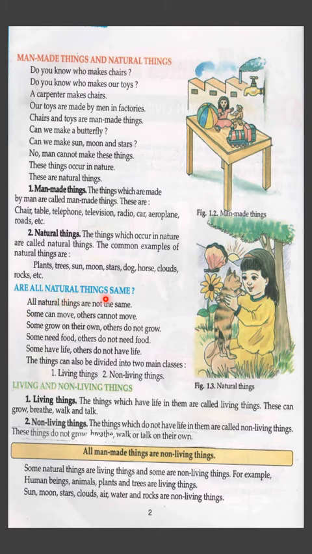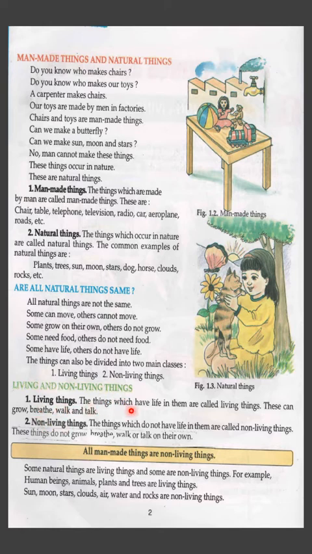Are all natural things same? All natural things are not the same. Some can move, others cannot move. Some grow on their own, others do not grow. Some need food, others do not need food. Some have life, others do not have life. The things can also be divided into two main classes: living things and non-living things. Living and non-living things.